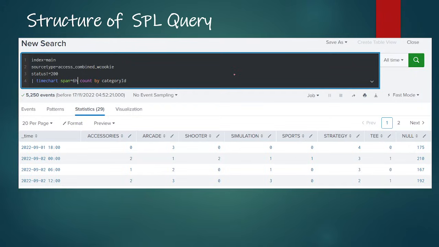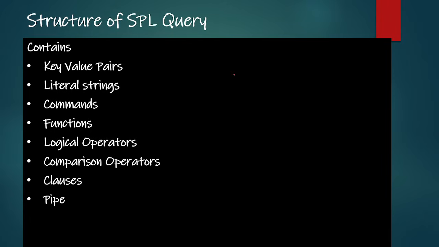Hello all, in this section we are looking at the structure of an SPL query. You can also see an example of an SPL query. If I go to the next slide, you can see that an SPL query can contain key value pairs, literal strings, and commands. You must have seen commands like stats and timechart. Then you must have seen functions like count, which is one of the most commonly used functions under the stats command.